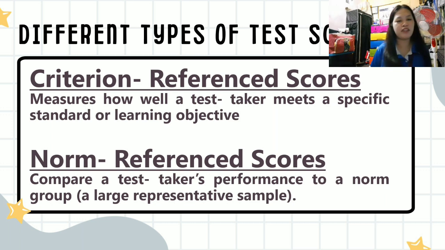Next is norm reference score. Compare a test taker's performance to a norm group. Kani is magdepende sa performance sa student nga i-compare sa lain nga student or lain nga group. Like example, ang score sa lain nga student is i-compare siya sa lain nga group kung pila ang ilahang nakuha base sa ilang scores during sa ilang performance task.